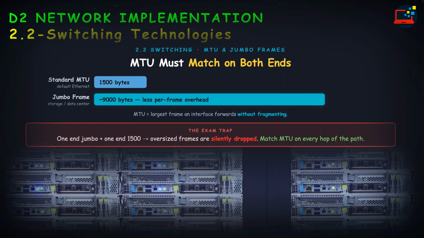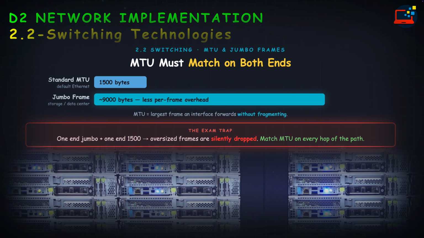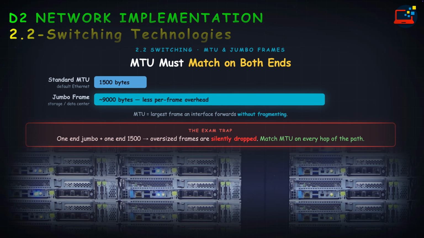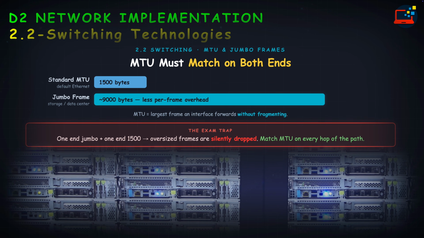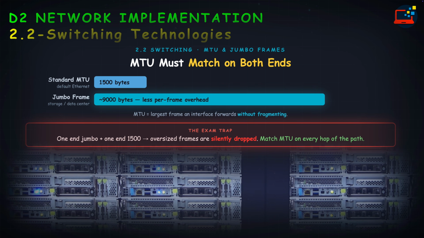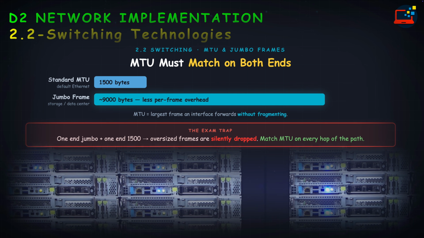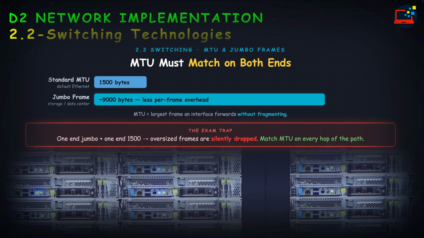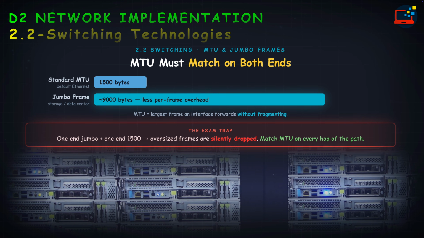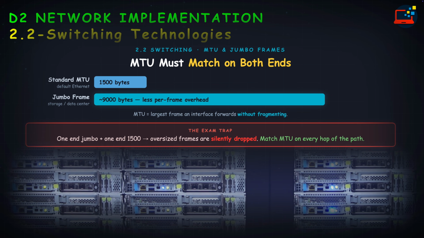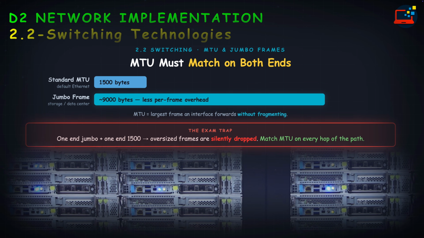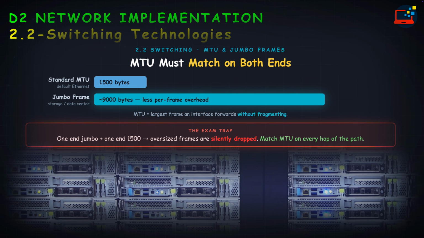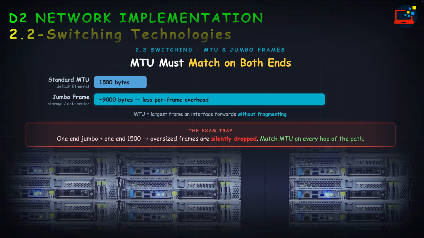MTU is the maximum transmission unit. The largest frame size an interface will forward without fragmenting. The default Ethernet MTU is 1500 bytes. Jumbo frames are frames larger than 1500 bytes. They're used in storage networks and high-throughput data center environments because they reduce the per-frame processing overhead.